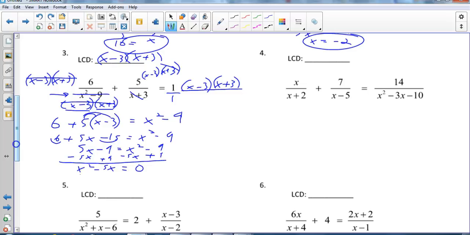Now, I just factor out an x. And I set both equal to 0. X equals 0 and x equals positive 5. Now I need to check both of those. Oh no, 0. I can't have that in the denominator.